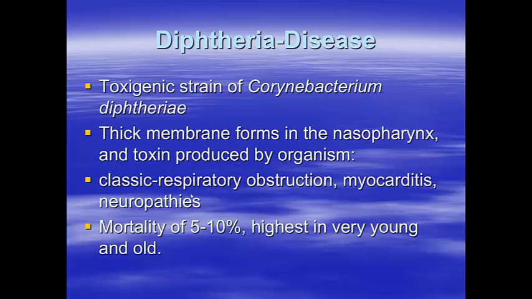So let's start now with diphtheria. We're going to go through each of these diseases so you know a little bit about what the disease looks like and what we're trying to prevent here. So diphtheria is caused by a bacteria. The bacteria is called Corynebacterium diphtheriae. For those of you who study microbiology, it's a gram-positive organism. And it produces a toxin.